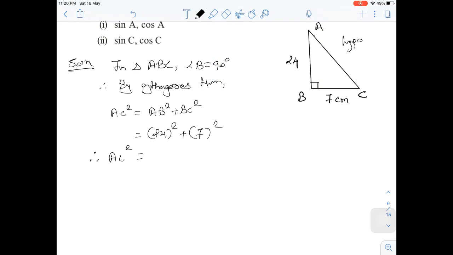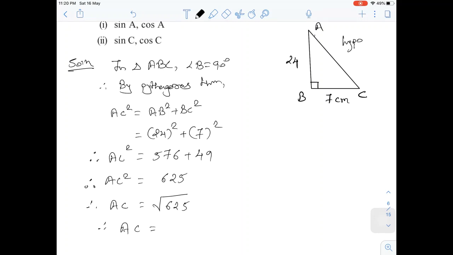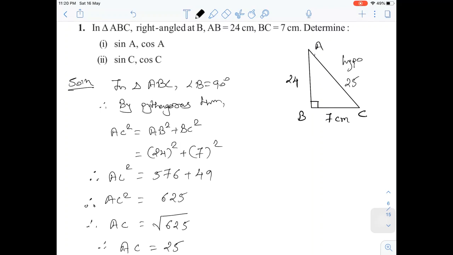Therefore, AC square equals square of 24 is 576, 7 square is 49. So we get AC square equals 625. Therefore, AC equals under root of 625. Therefore, AC equals 25. Now, we have the value of the hypotenuse, that is AC. Hypotenuse is nothing but, now we have its value as 25.